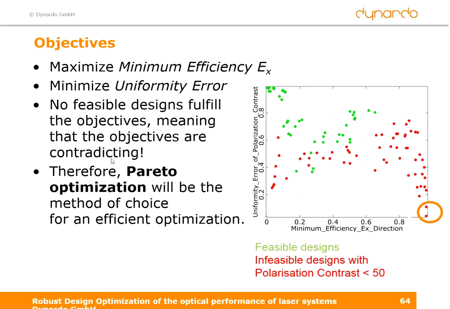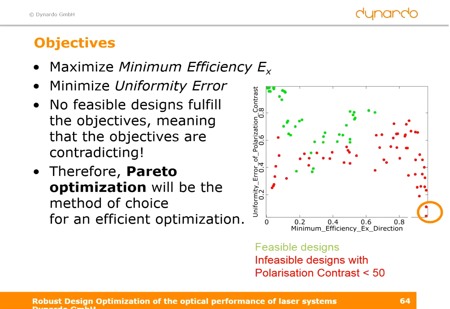Furthermore, we'd like to maximize the minimum efficiency in X direction, which means we want to go close to this area here, because at the same time the uniformity error should be minimized, of course. And you see by the colored samples, or the colored designs, that there is actually no feasible design that fulfills both objectives. That actually also means that our objectives are contradicting.